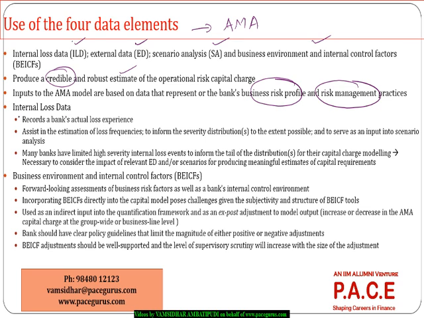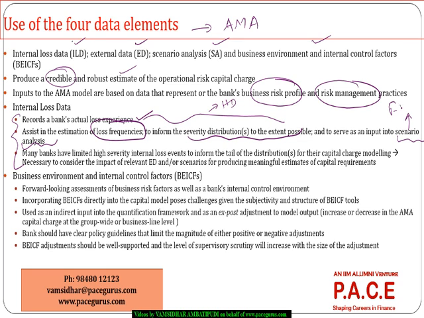So if I look at each of them separately, looking at the internal loss data, the actual loss experience of the bank, it should really help the bank in terms of computing loss frequencies. To a large extent, it helps in computation of the distribution for severity. And all this data can go as an input into the scenario analysis, the scenarios that are getting generated. So these two will go more into historical data, and this will be more of a forward looking kind of data.